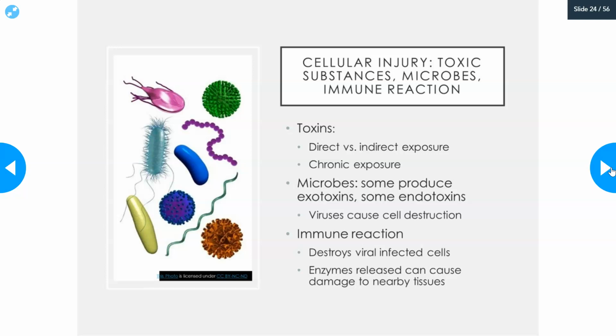Indirect exposures usually are part of something else. It could be low levels of something in a food. That would be more of an indirect exposure. And then chronic exposure is when you're exposed to a little bit over a long period of time. So a little bit every day, or a little bit on a regular basis over months to years.